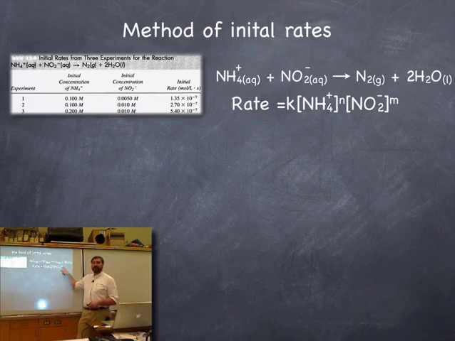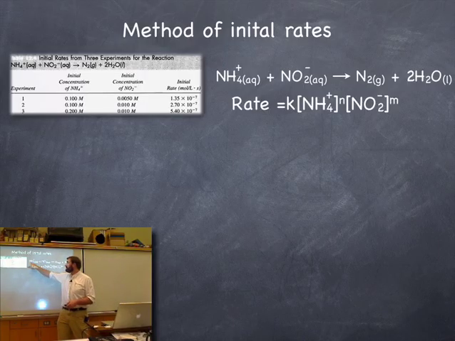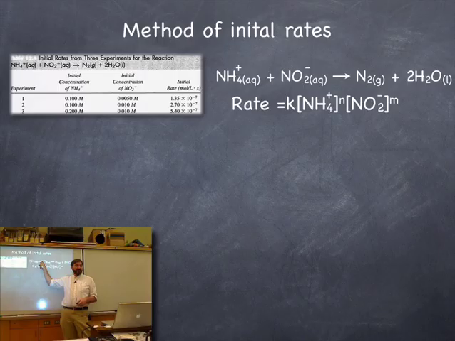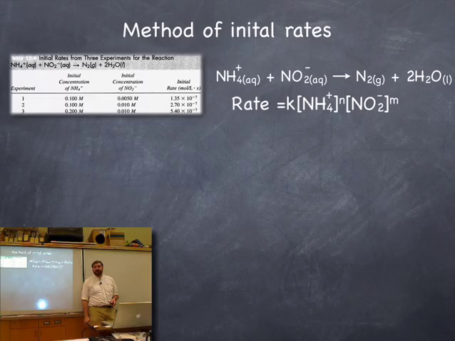N and M are not related to the coefficients. Okay? For rate laws, N and M are not related to the coefficients here. You can't look at the coefficients and figure that out. You have to use experimental data to figure out what's going on, for reasons that we'll talk about later. So what's the difference between N and M? They're two different variables. We've got to figure out what they are. Each one of them is going to be some number, probably 0, 1, or 2.